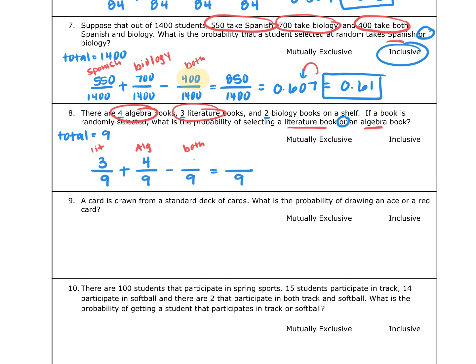So it cannot be both, so I'm going to put a 0 right there. So if I add those together, 4 plus 3 is 7. 7 divided by 9, I get 0.777. This is my tenths place. Sorry, not my tenths, my hundredths. And that one's going to tell me what to do.